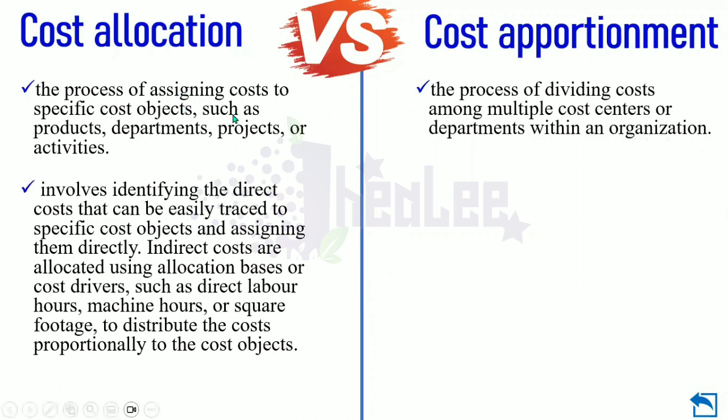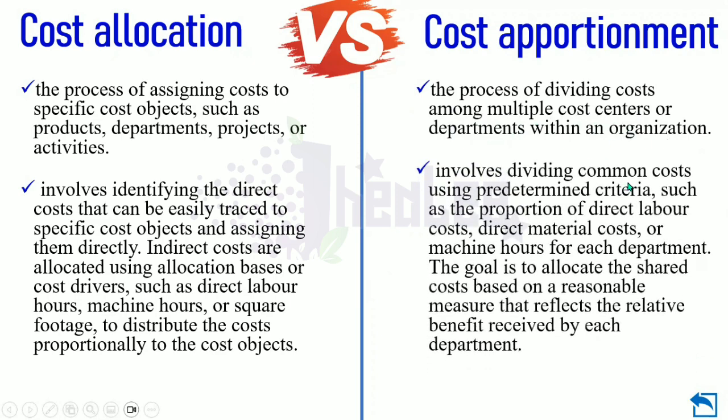So while cost allocation assigns the cost to a specific cost object, under cost apportionment the cost is divided among two or more cost centers or departments within the organization. It involves dividing common costs using predetermined criteria such as the proportion of direct labor costs, direct material costs, or machine hours for each department. The goal is to allocate the shared costs based on a reasonable measure that reflects the relative benefit received by each department. So that is cost allocation versus cost apportionment.